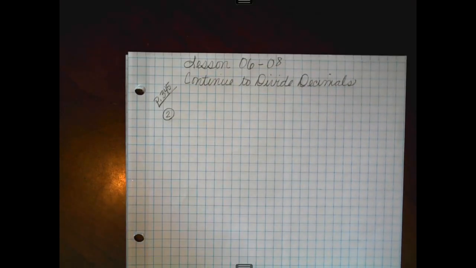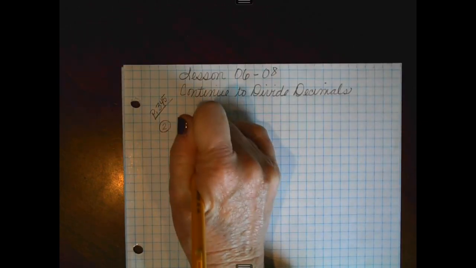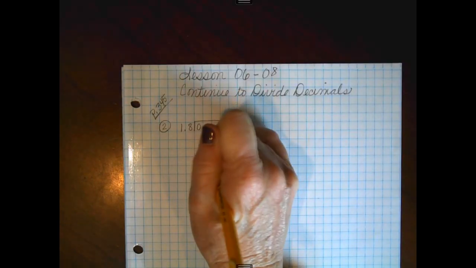Okay? So the problem is 1 1/8, and we're going to divide it into 72 hundredths.